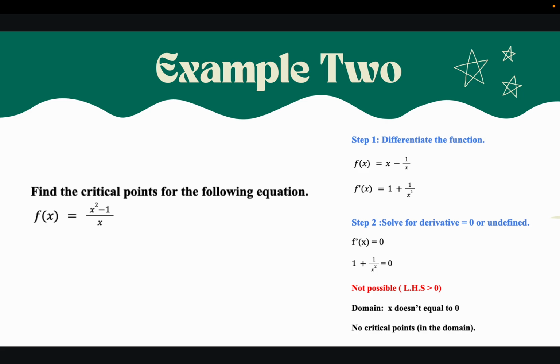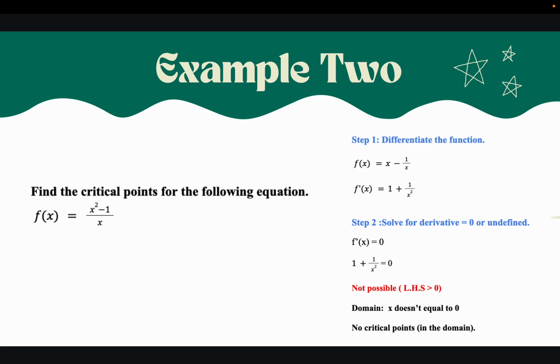Example 2: how to find the critical points for the following equation. This is a rational function, x squared minus 1 over x. How do we solve for it? Well, it's pretty easy. We just have to differentiate it first. Before differentiating, we simplify it first to make it much easier.